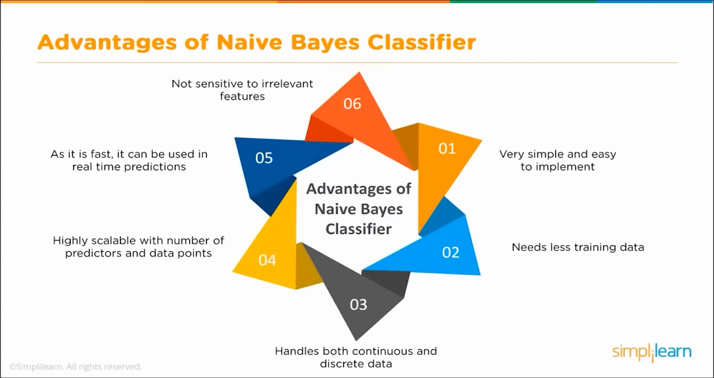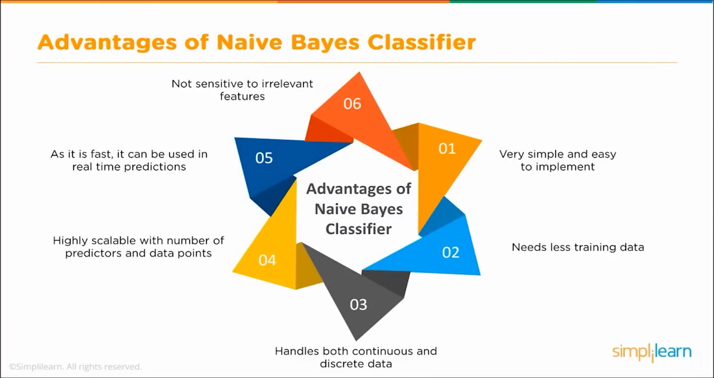Handles both continuous and discrete data. It's highly scalable with number of predictors and data points. So as you can see, you can just keep multiplying different probabilities in there, and you can cover not just 3 different variables or sets. You can now expand this to even more categories.